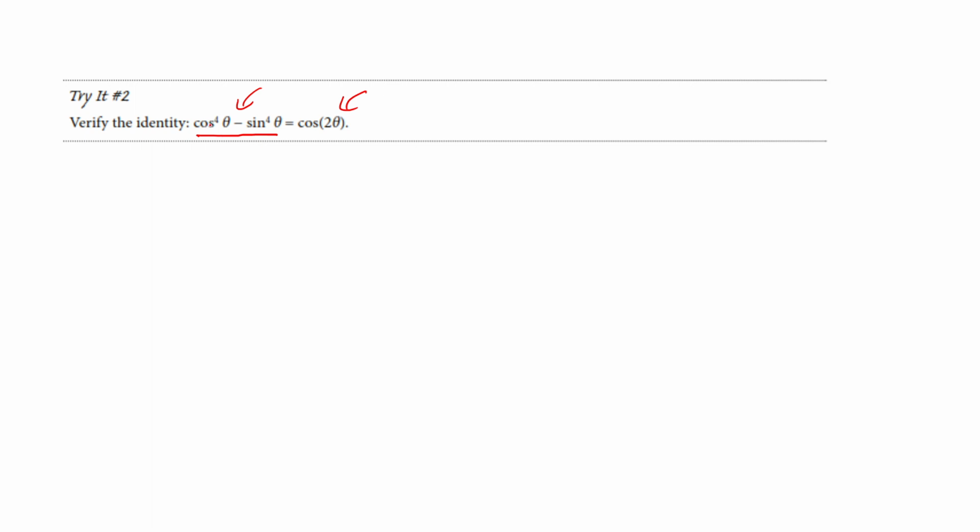So it doesn't matter that it's to the 4th power. You can do x to the 4th minus y to the 4th, and you could factor this. You've got square roots on the front and the back, and you've got a minus in the middle. So I'm going to do this. Cosine squared of theta minus sine squared of theta times cosine squared of theta plus sine squared of theta. So I'm going to work with the left, and I've just factored it, just basic factoring.